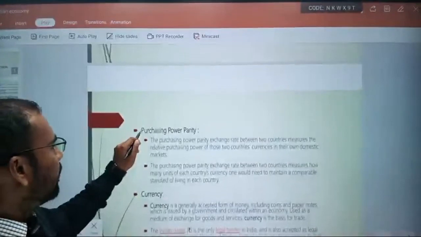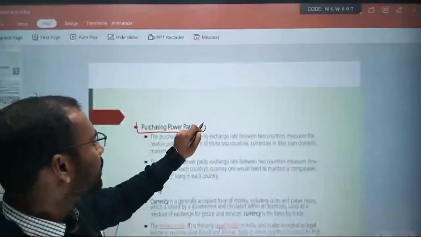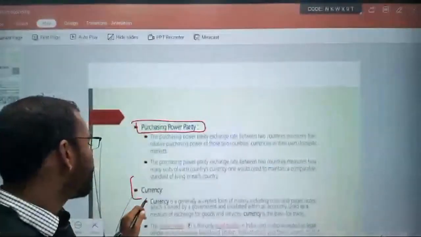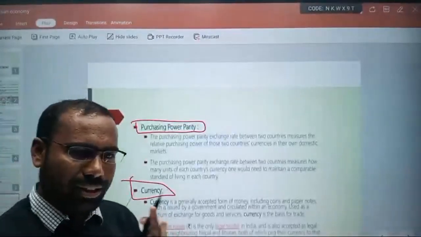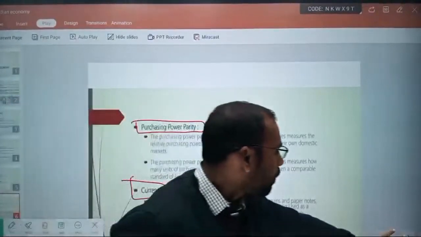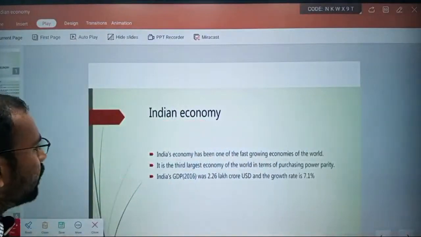Purchasing power parity. This is also another terminology. First, we will try to understand what purchasing power parity is. Then we will use that terminology in an economic sense. What is currency? First, we will understand what currency is and how currency is used. Then we will try to understand that. So let us start with the Indian economy.